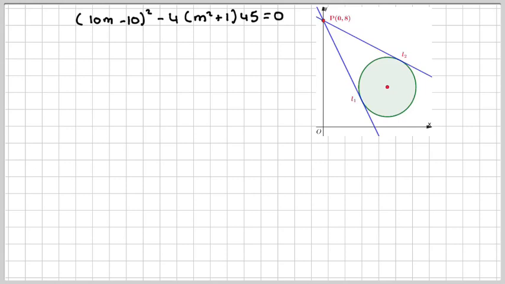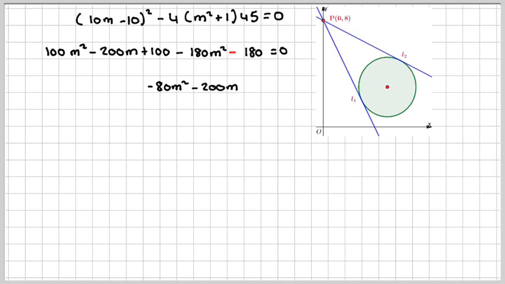Okay, so we just need to expand this. So we're going to get 100m² − 200m + 100, squaring that. Here we just need to be a bit careful. So we're going to get 4 times m² times 45, which is minus 180m². And then minus 4 times 1 times 45, which will give me minus 180, still equal to 0. Collecting up the m² terms, we're going to get 100 − 180, which is −80, −200m, and then 100 − 180 will give me −80 is equal to 0.